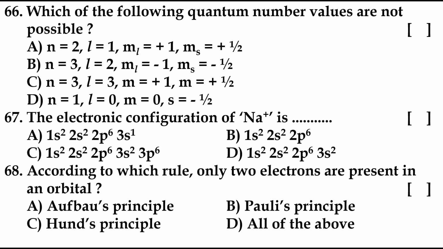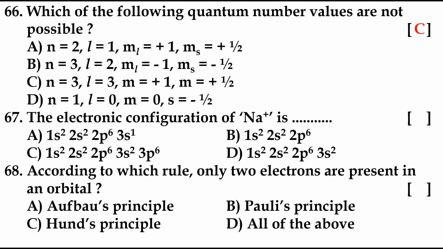66. Which of the following quantum number values are not possible? A. n = 1, l = 1, ml = +1, ms = +1/2. B. n = 3, l = 2, ml = -1, ms = -1/2. C. n = 3, l = 3, ml = +1, ms = +1/2. D. n = 1, l = 0, ml = 0, ms = -1/2. Answer is option C. Not possible: n = 3, l = 3, ml = +1, ms = +1/2.